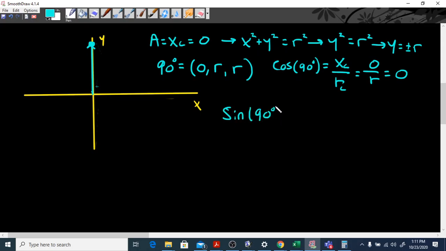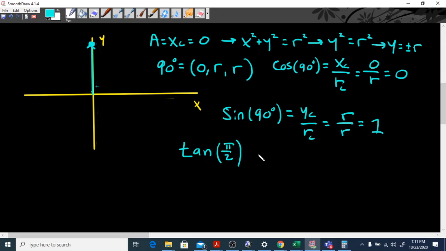Okay. Sine of 90 degrees. That's going to be y over r, which is, so y is positive r over r, and that's 1. Okay. Tangent of, and I'm going to write pi over 2 here. Pi, because remember, pi is 180. 180 over 2 is 90. Okay, so everyone should be used to degrees and radians. So tangent is y over x. And so we're going to wind up with r over nothing. And that is, of course, undefined.